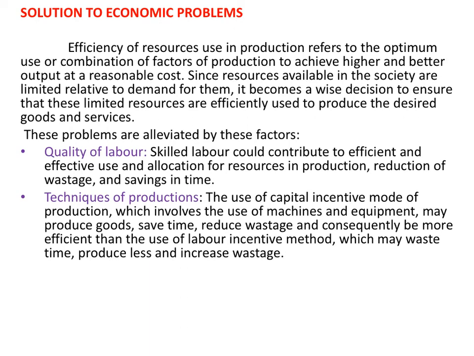These basic problems are alleviated by these 2 factors, and they include: number 1, the quality of labor. If the labor in the society is skilled, it could contribute to efficient and effective use and allocation of resources in the production, which will lead to a reduction of wastage and save a lot of time in the production process. Secondly, the techniques of production.